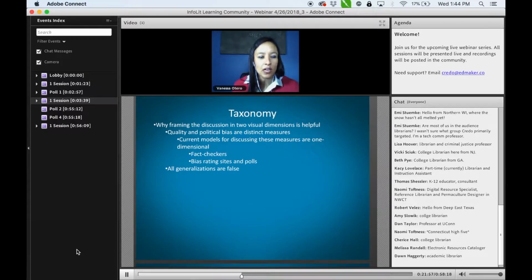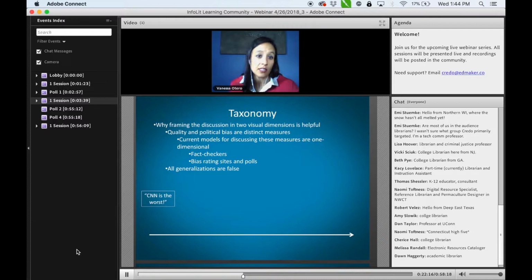So generalizations are a linguistic construct. We use them to summarize ideas. And the more general they are, the less true they tend to be. So when we're talking about news, this is how this plays out. When you have a generalization, somebody says, CNN is the worst. Is that true or is it false? It's an opinion statement, largely because it's unverifiable.